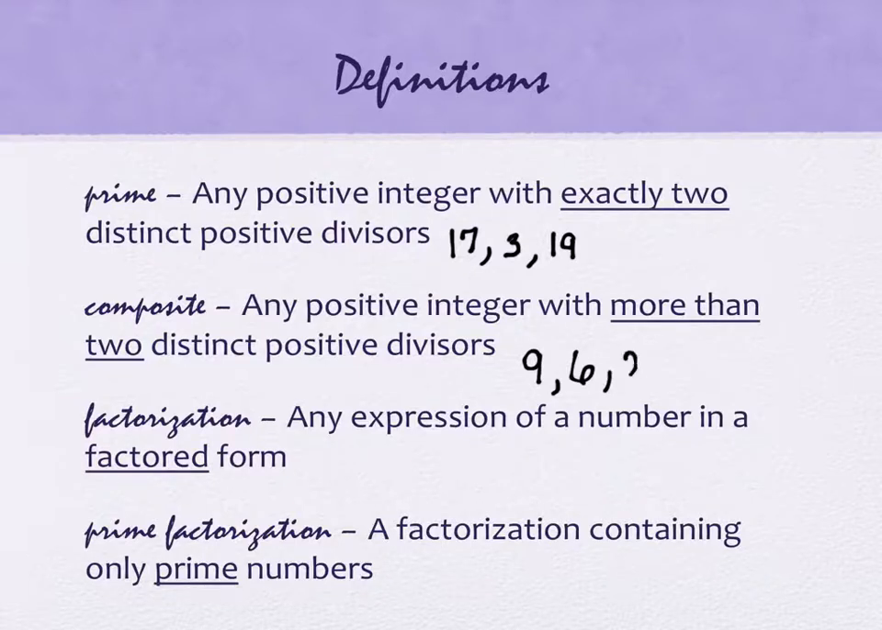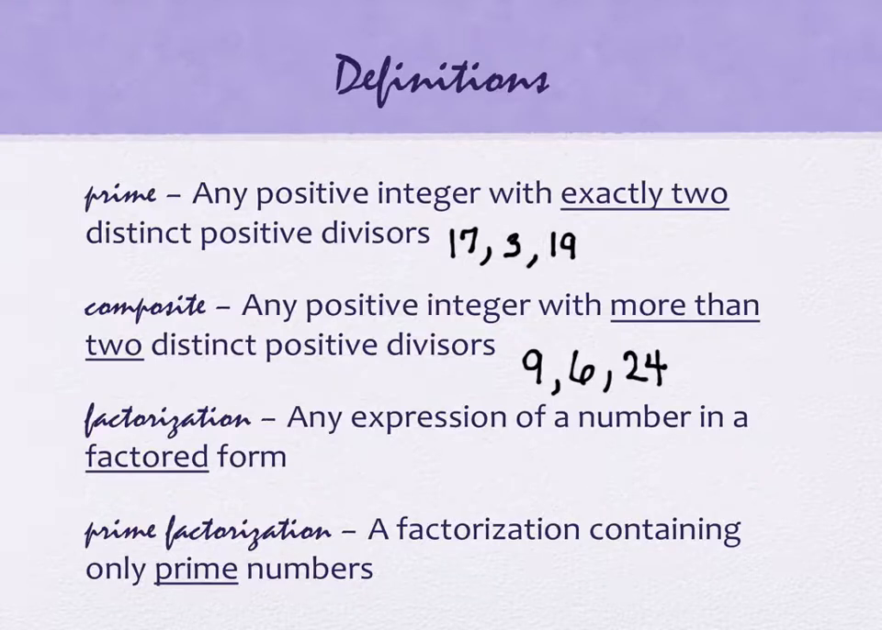24, okay. So in each one of these cases, on the top, the prime numbers, the only divisors are themselves and 1. But in my second list, while they are divisible by themselves and 1, they're also divisible by something else. For example, the number 9 is divisible by 1 and 9, and also 3, okay?